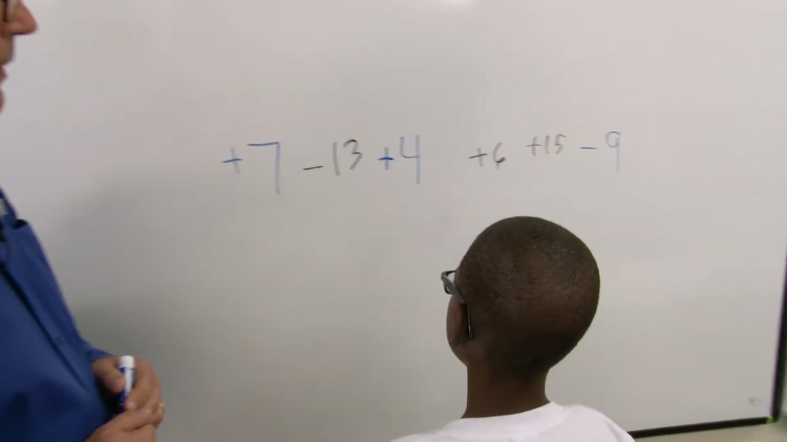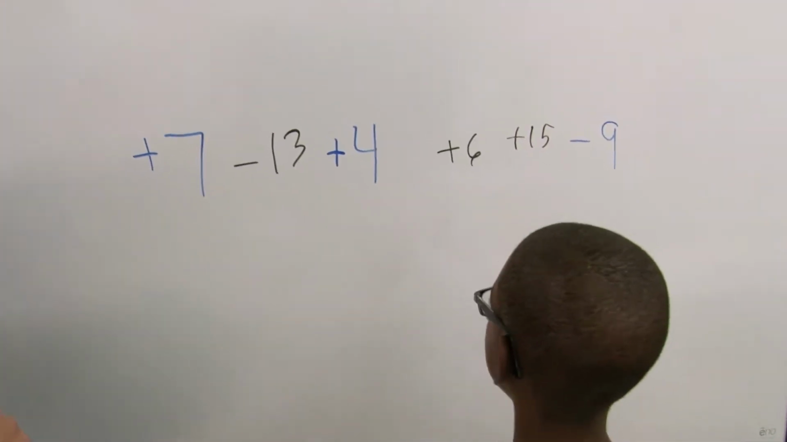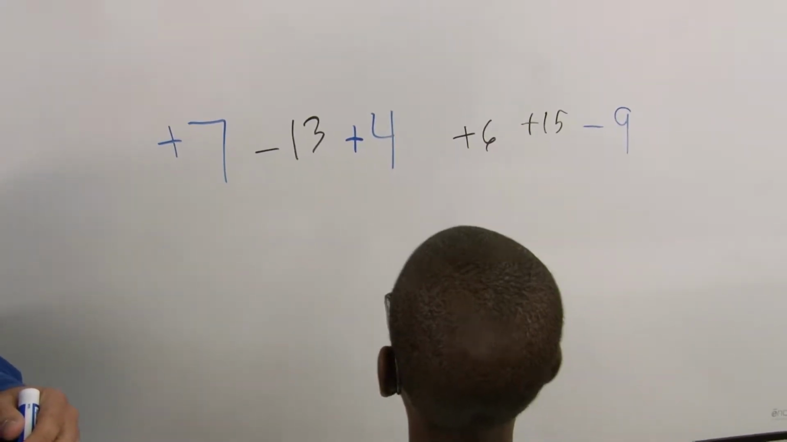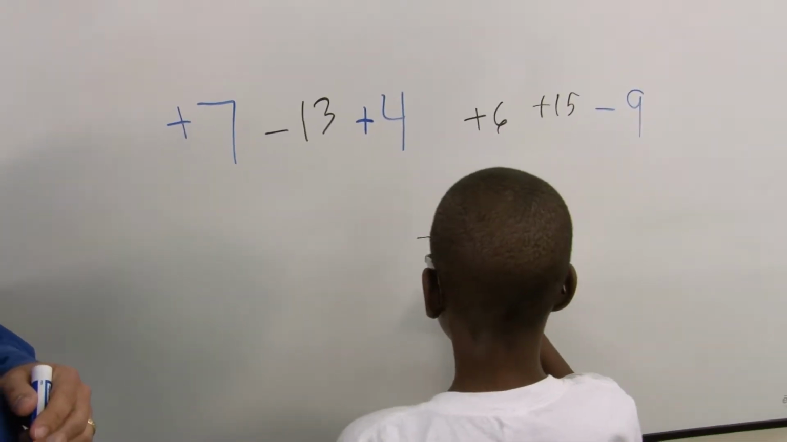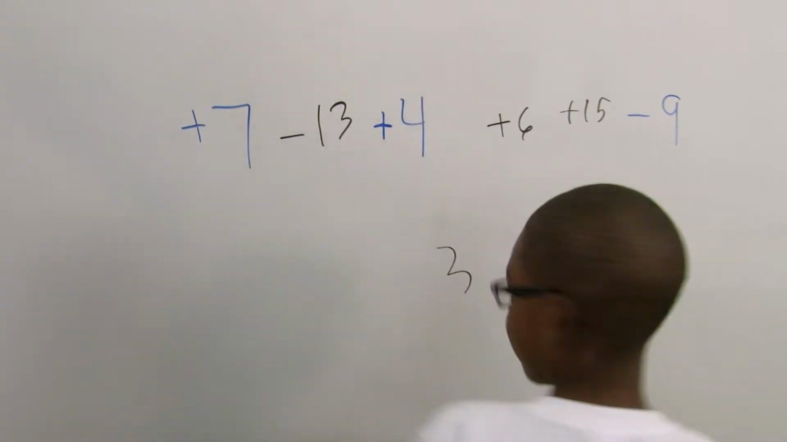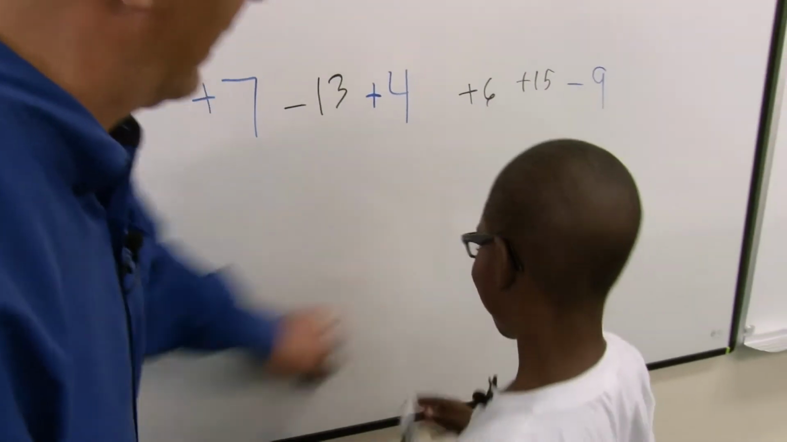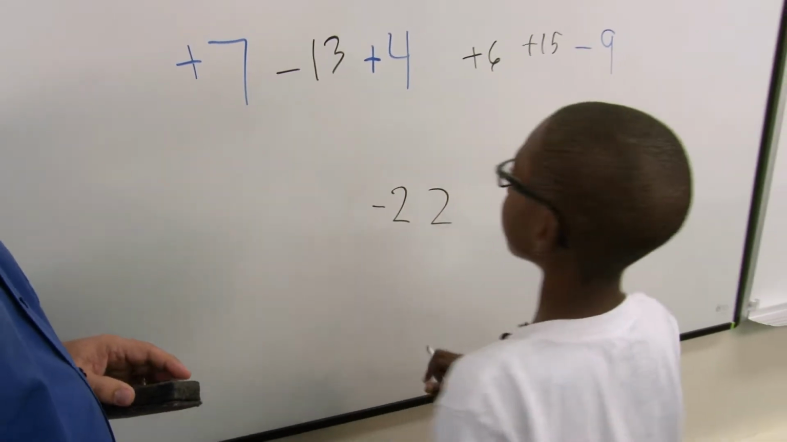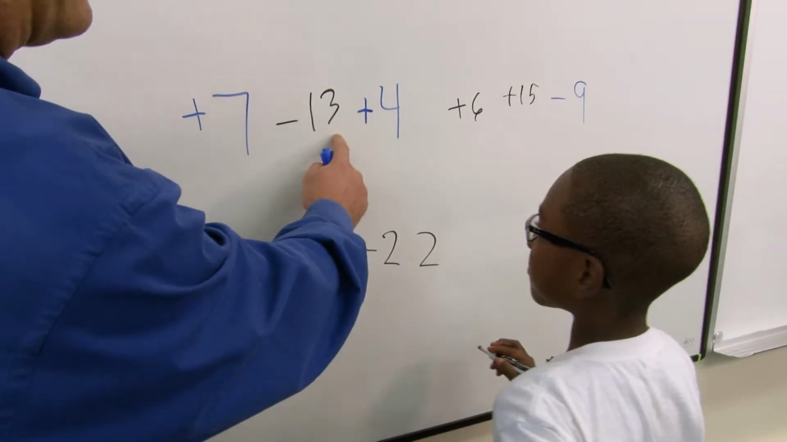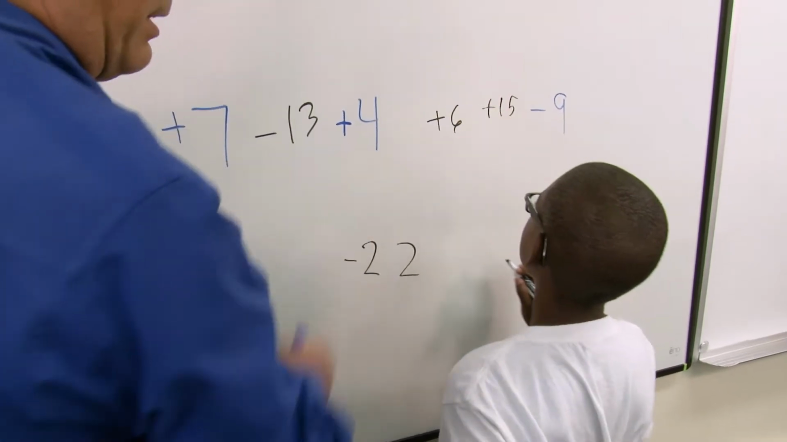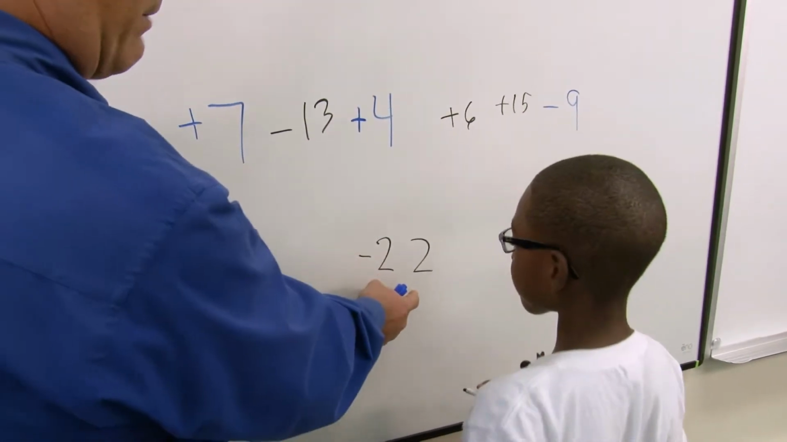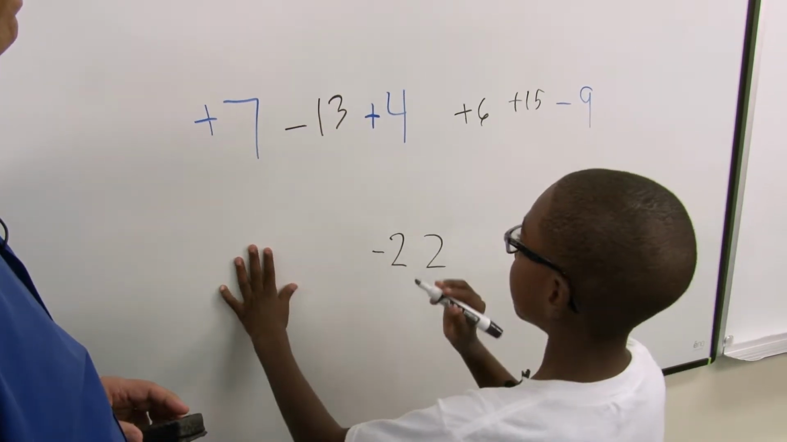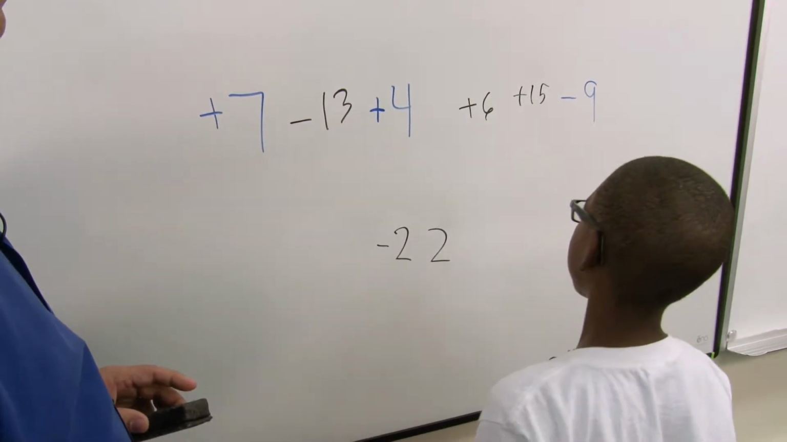You need the eraser? Here we go. I got you. Okay, so you're saying that negative 13 and negative 9 is what you put together, and you got negative 22? Perfect. Now what?